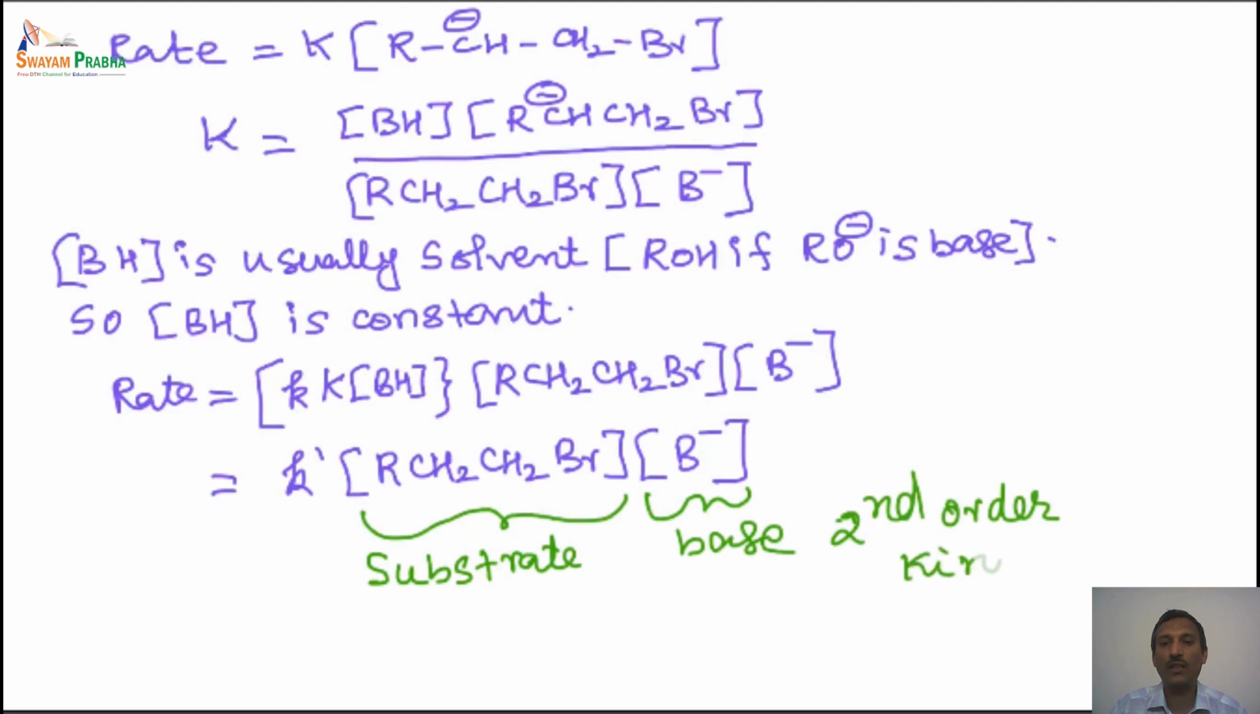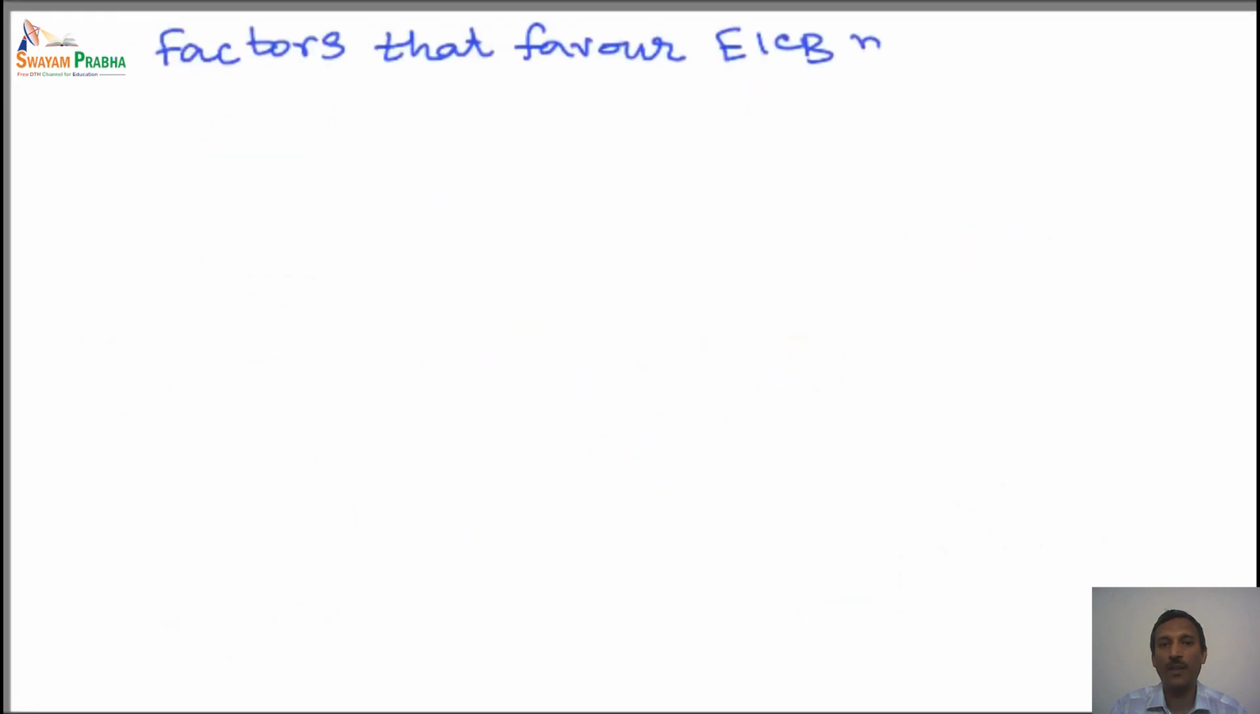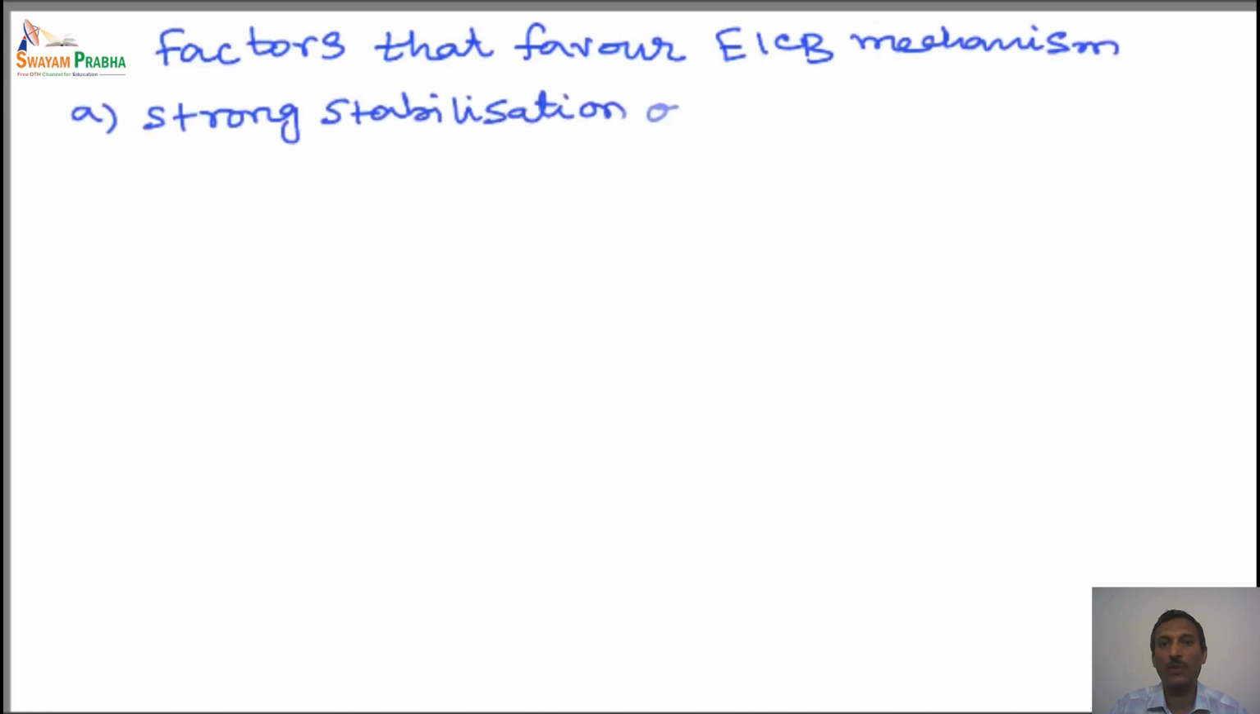So that's why this reaction is basically called a second order reaction. But unfortunately, it is very difficult to differentiate between the E1CB and the E2 mechanism. So that is the reason in most cases these two are completely difficult to differentiate, whether the reaction proceeds by the E2 mechanism, which is a single step concerted mechanism, or by the E1CB mechanism, which is a second order kinetics mechanism. Let us look at some of the factors that favor the E1CB mechanism.